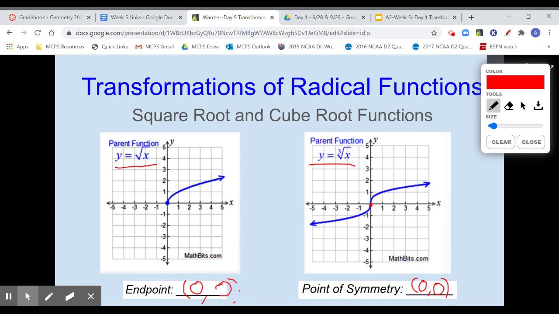What I mean by the fact that the endpoint is going to move when we transform a function is maybe instead of having the square root where it is, like right here, maybe we'll move it left and down a little bit. And maybe it'll start here and it'll go like this. Okay, we may even flip this upside down and reflect it over the x-axis and it'll look something like that. Okay, but in different transformations, the endpoint might change, just like the point of symmetry in the cube root function would also change.